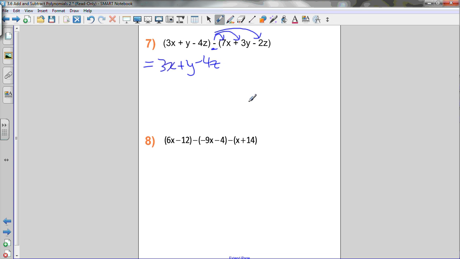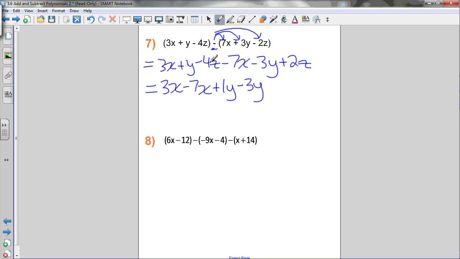Now distribute that negative sign to each of the terms. So I need to subtract 7x. I need to subtract 3y. I need to subtract negative 2z. So minusing a negative changes to a plus. Now I'm going to collect my like terms. I'll put them in groups first. So I have a 3x and a negative 7x. I have a 1y. I also have a negative 3y. And I have a negative 4z and a positive 2z.